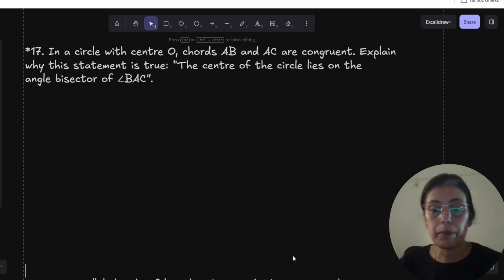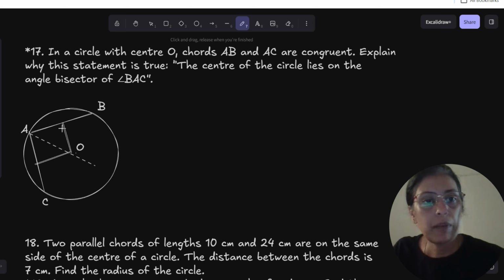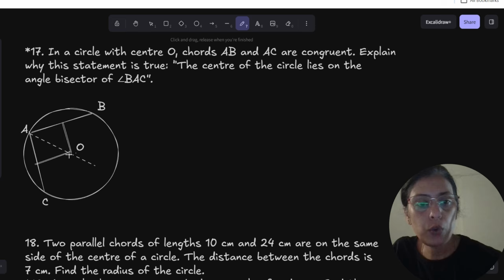So let's start by drawing the diagram. Okay, so this is the diagram I have drawn in a circle with center O, right? AB and AC are congruent. These two chords are drawn which are of equal length. And then we are asked to prove that the center of the circle lies on the angle bisector of angle BAC.